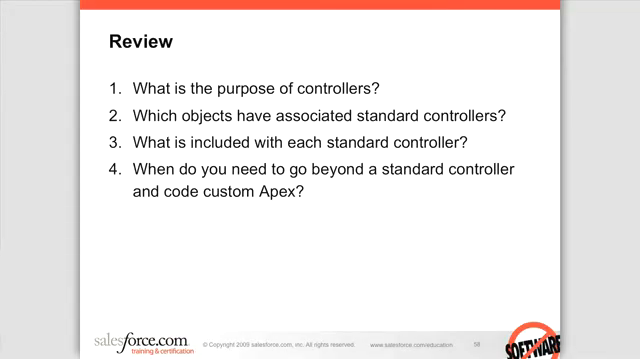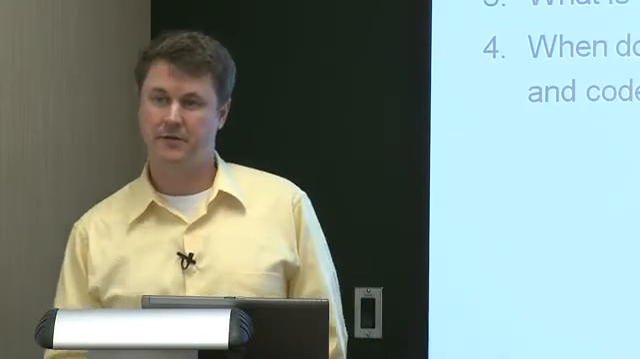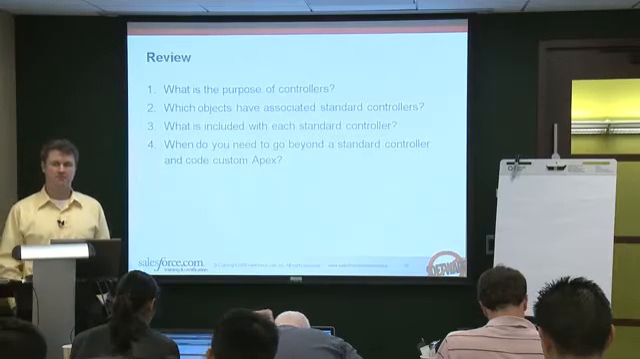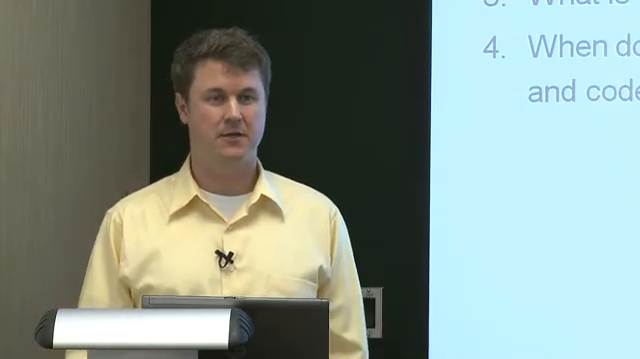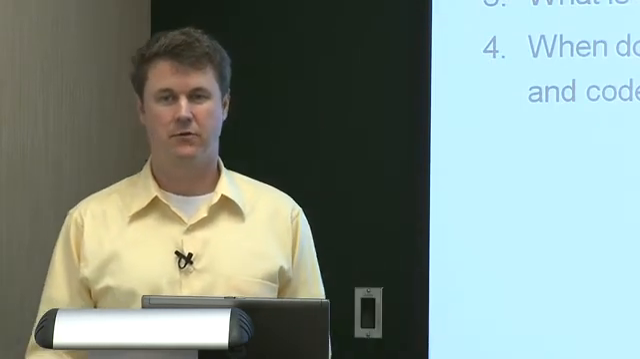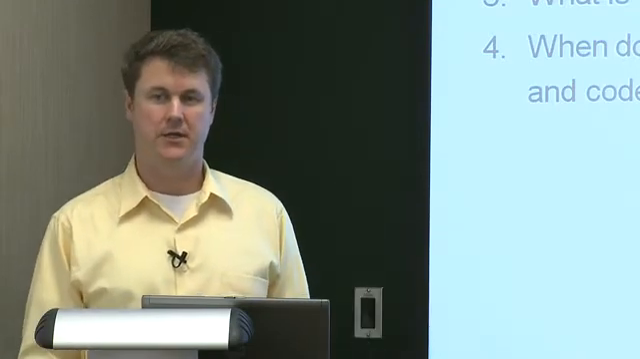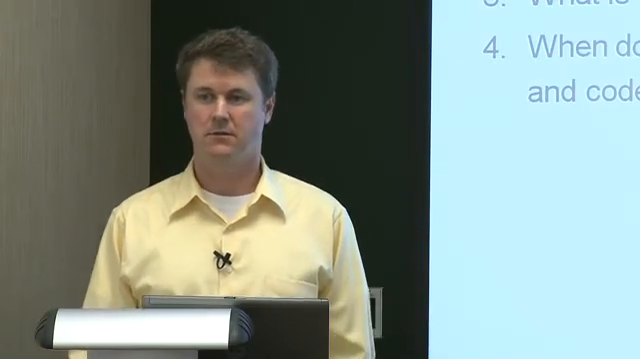All right. Which objects have associated standard controllers? Standard and custom objects. So what is included with each standard controller? We can traverse data 5 levels up and then 1 level down. What are the types of methods that we can call? How about that? Save, quick save, edit. Very good. So there's 6 different standard action methods. When a user performs some sort of action, or maybe we've automated it via Ajax, there's the save, quick save, edit, view, cancel, and delete.